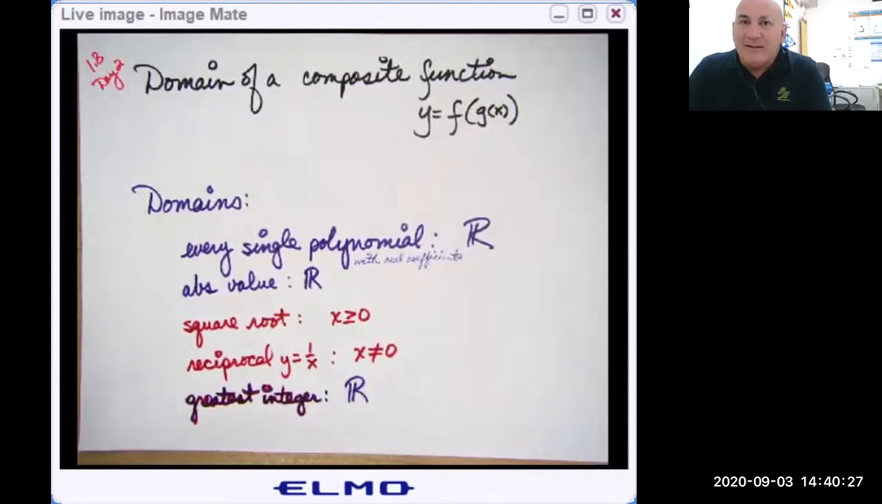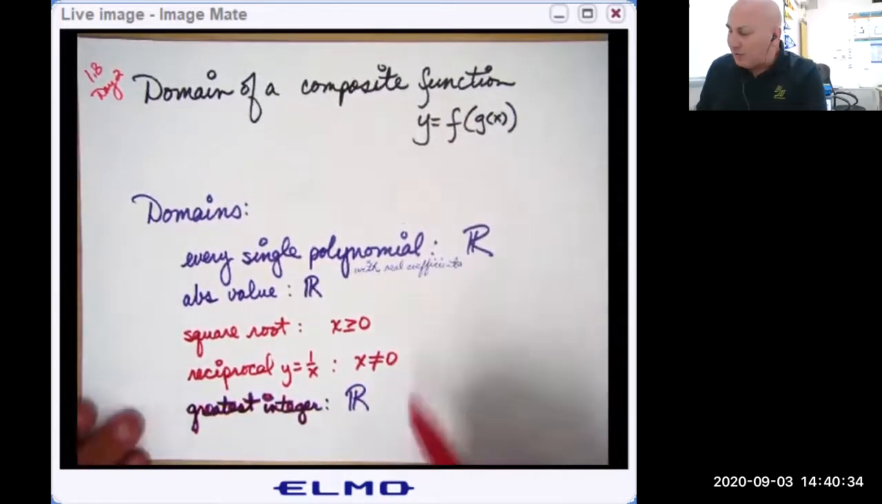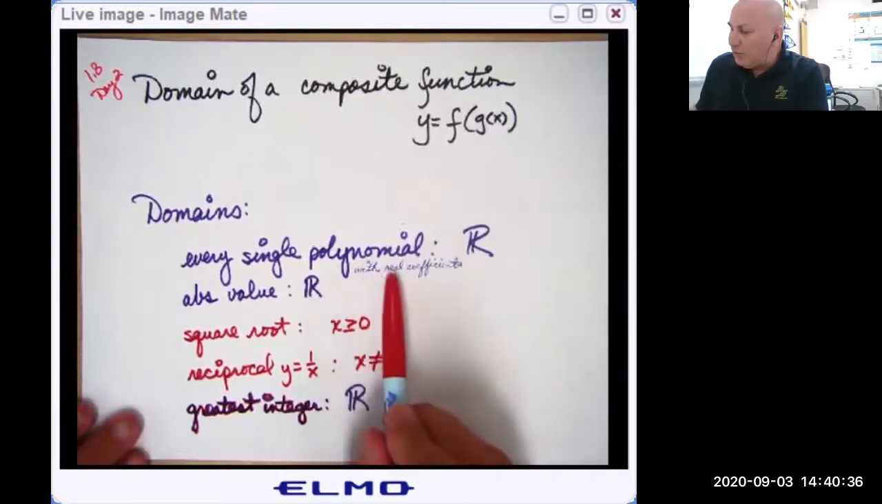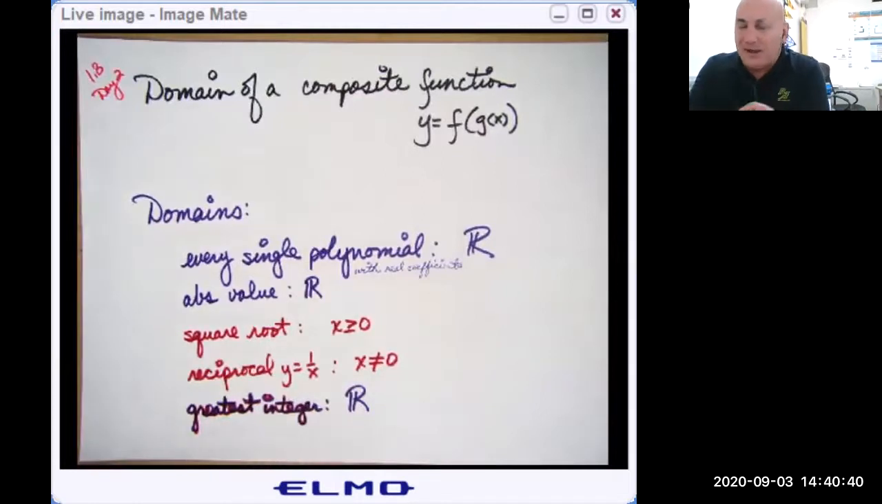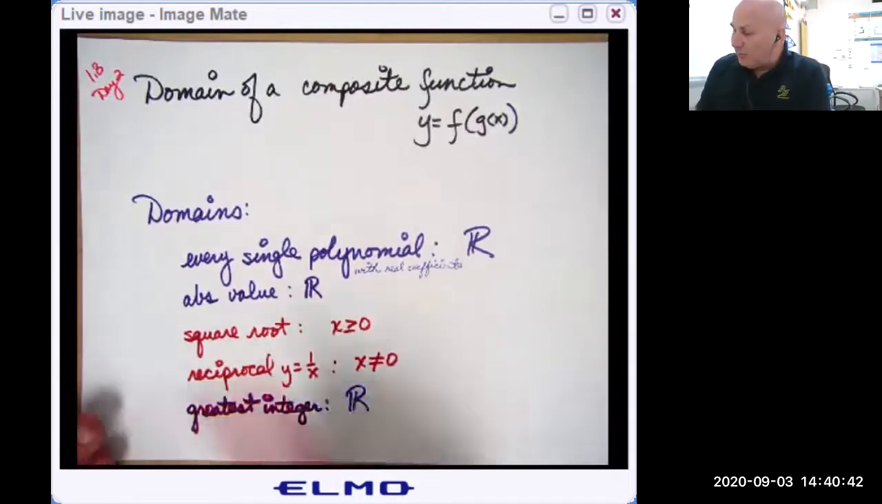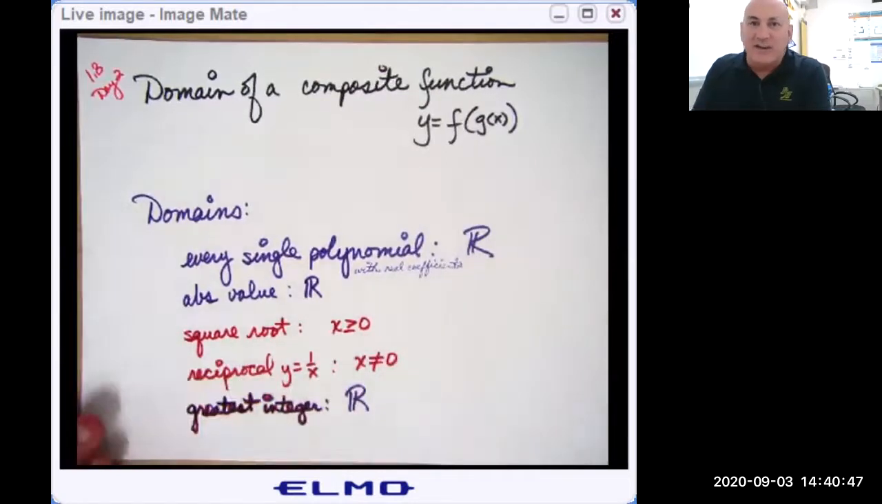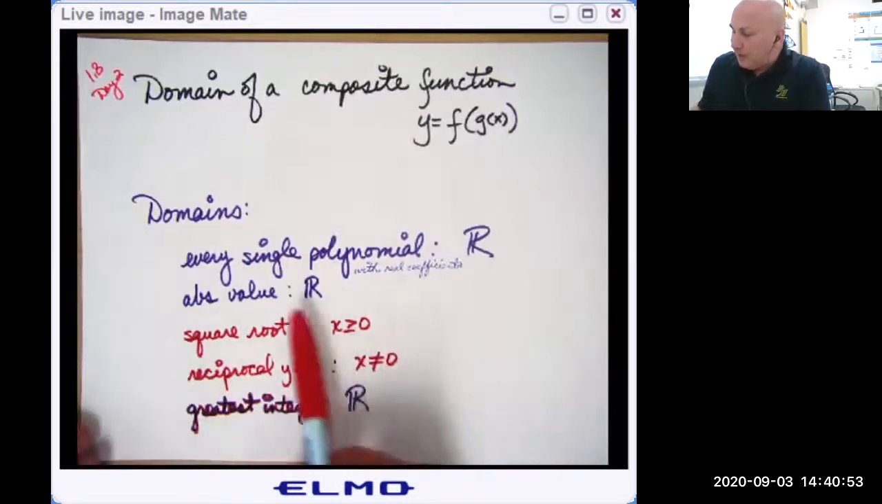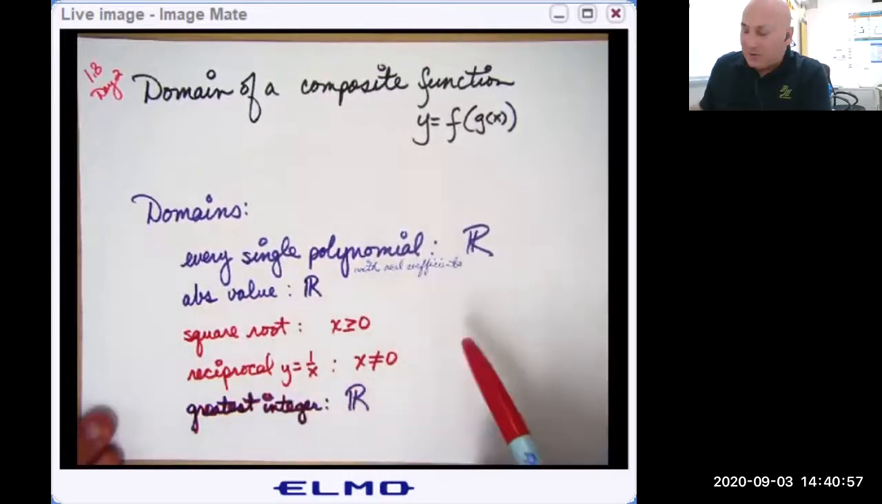And sometimes those can be really fun to find. So it helps to know some standard ones. If you have a polynomial with real coefficients, and I'm picky about that, polynomial with real coefficients, the domain is all real numbers. That means you could stick any x value you want into the polynomial and get a real number y out. The absolute value function has a domain of all real numbers.